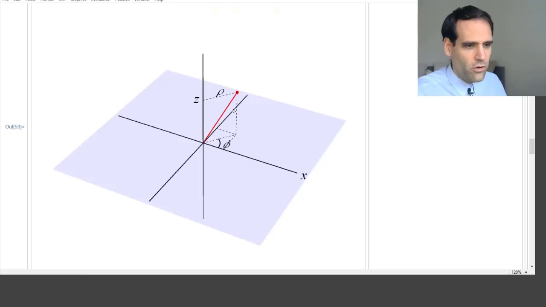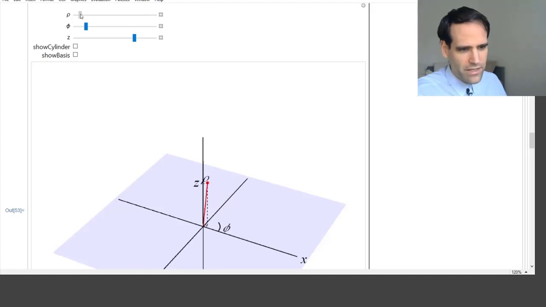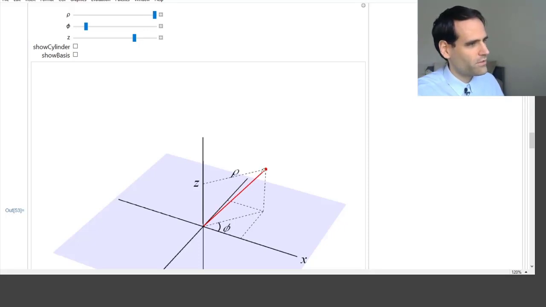So that is ρ. This means that if ρ goes to 0, we end up in the z-axis. That's what happens when ρ goes to 0. If we increase ρ, we are just increasing the distance to the z-axis. I have very clearly labeled ρ here, in this point here.